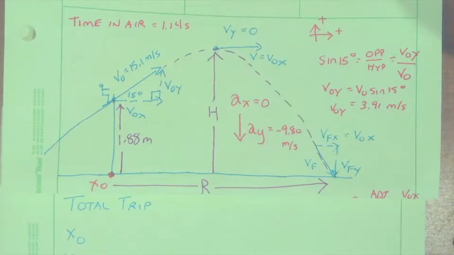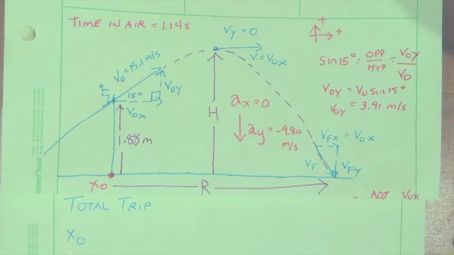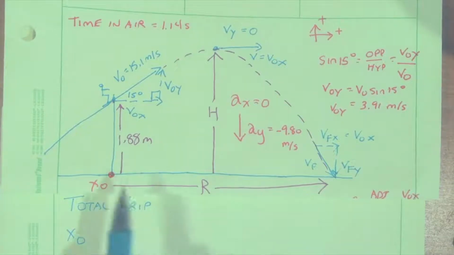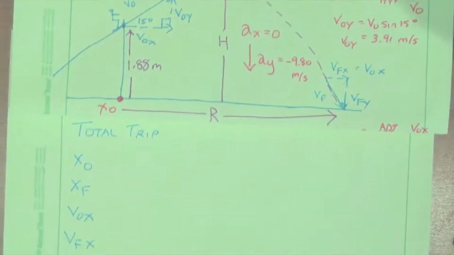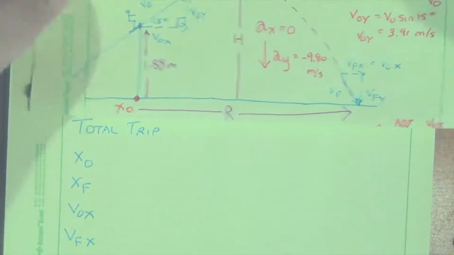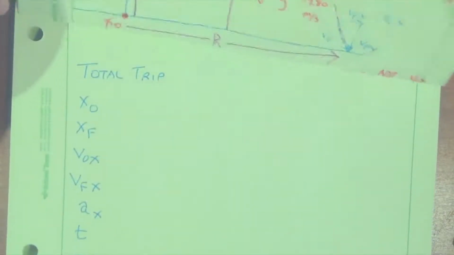Now, in the previous video, we first looked at the trip up, and then we looked at the trip down. We treated those separately. But in this case, we're going to deal with the total trip. And since we want to find the horizontal distance traveled, let's focus first on the horizontal motion.